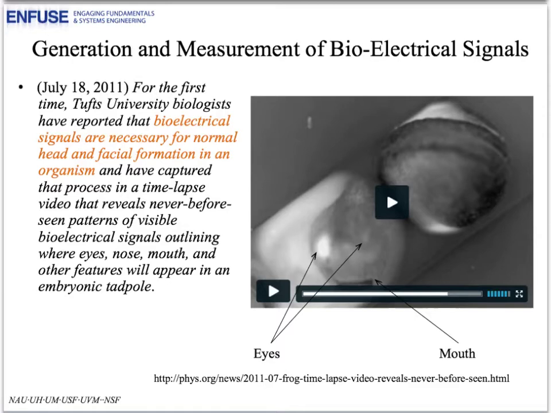What's interesting about this example, which is from a study completed by Tufts University in just 2011, is that for the first time they were recording patterns of bioelectrical signals which were outlining where the eyes, nose, mouth, and other features will appear. So this is still a shot of a video, but you can just kind of barely make out the eyes. There would be the nose, for example, and there's the mouth.